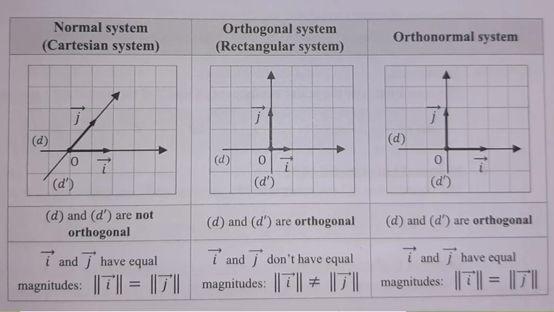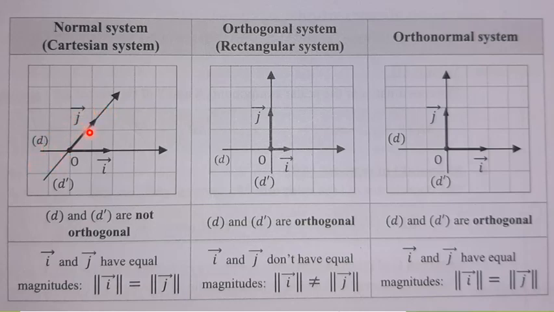First one is normal system. Here we have straight lines D and D prime that are not orthogonal. They are not perpendicular. But I and J have equal magnitudes. So the norm of vector I and the norm of vector J are equal. So equal norms, meaning magnitude, equal norms and not orthogonal, normal system.